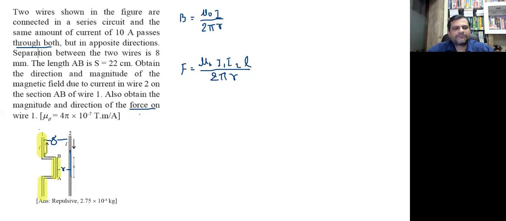And by symmetry, we can understand that the first part and the third part will have the same length. So we can just find out the force on that part and just double it. Okay, find the force on one part and double it, and find the force on this part, keep it single and add it. That is all we have to do.